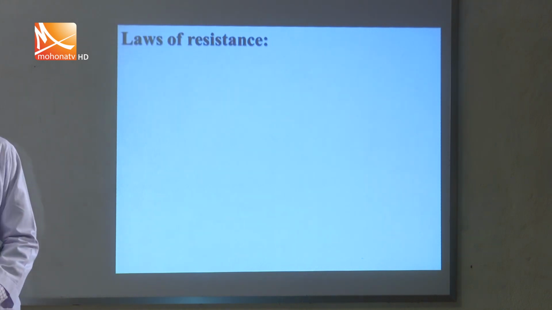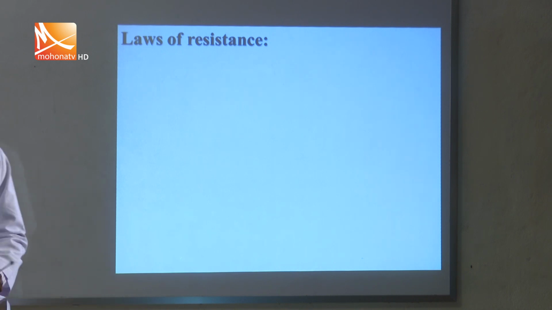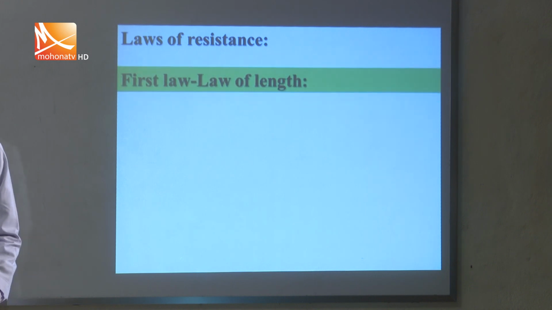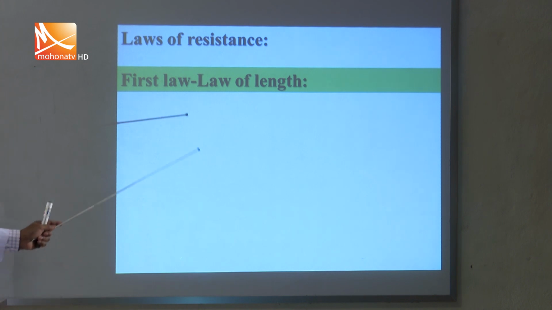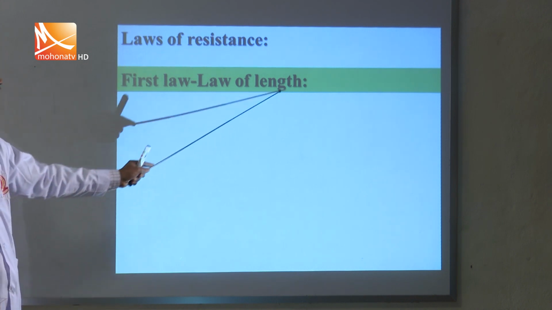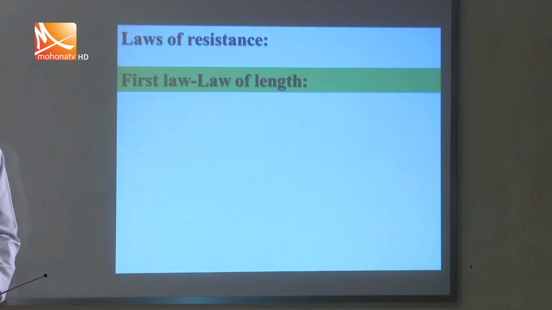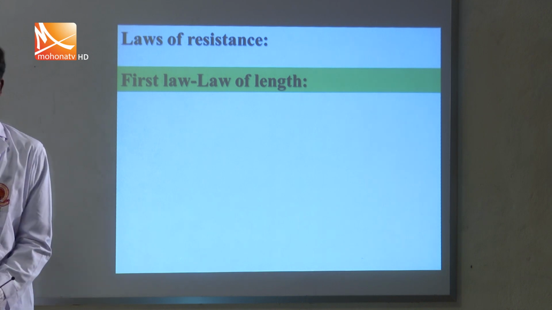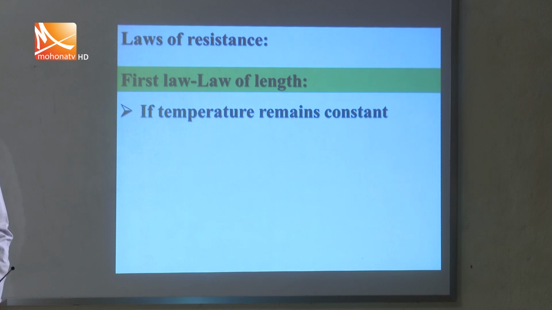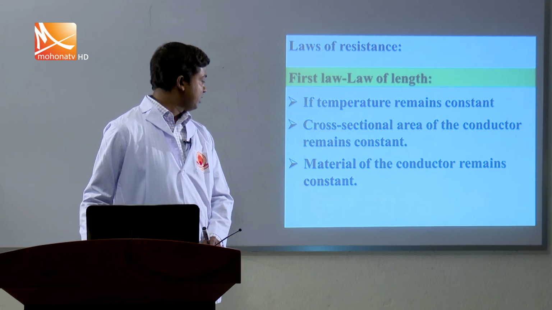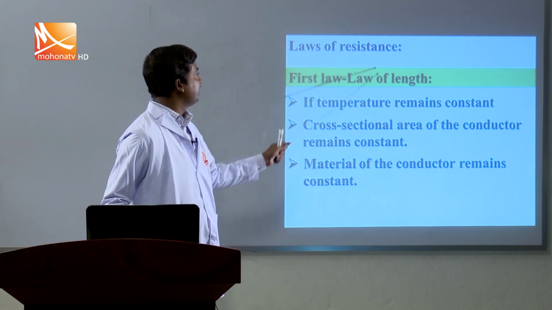Laws of resistance. In order to know the dependency of this resistance, you have to learn about the laws of resistance. You know that there are 4 laws on resistance, and the first law is known as the law of length. In this case, you just know about the relation between resistance and the length of the conductor. So only resistance and length relate in this law. All other quantities remain constant. That means the temperature remains constant, the cross sectional area remains constant, and the material of the conductor remains constant. Then what will be the relation between resistance and length?